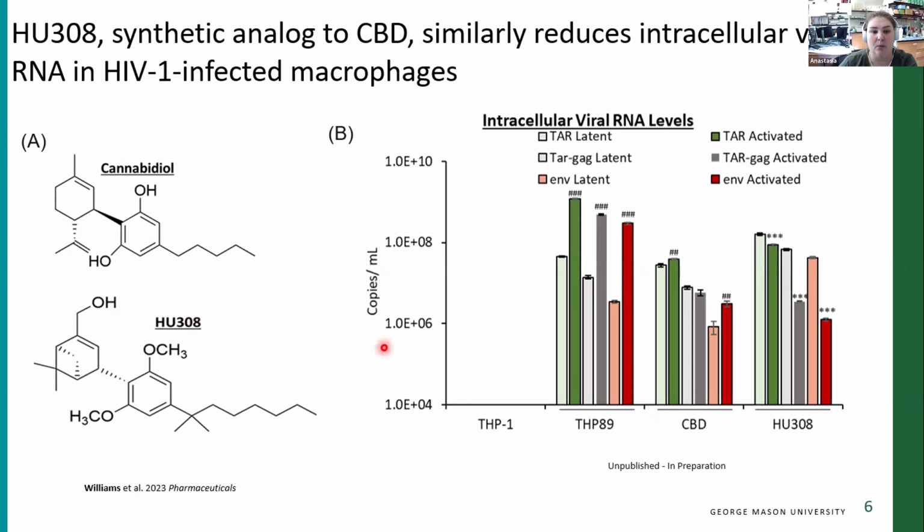So one of our first activities was just to see if it does still impact the intracellular viral levels of RNA. Here we have uninfected monocytes, or THP1, and then our infected monocytes, THP89, and these are treated with either CBD or HU308. In our hands, what we saw was that with either CBD or HU308 treatment, there is a decrease in our viral transcripts of TAR, TAR-GAG, and NEF.